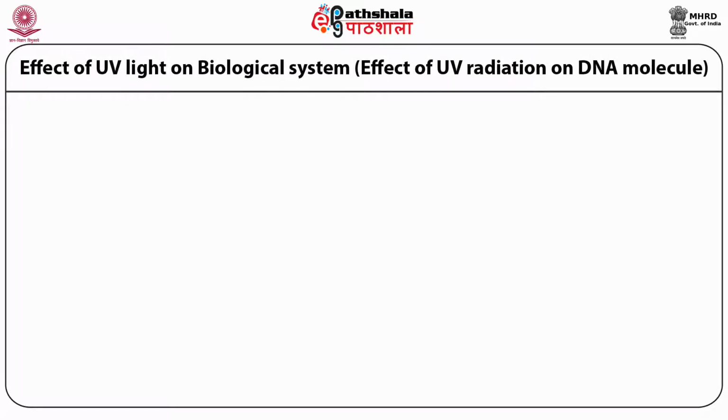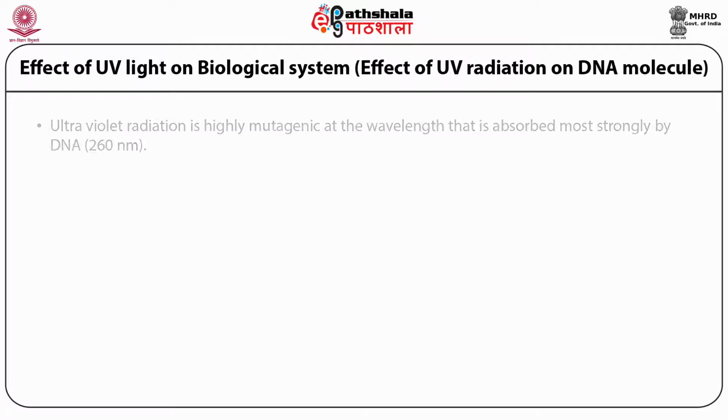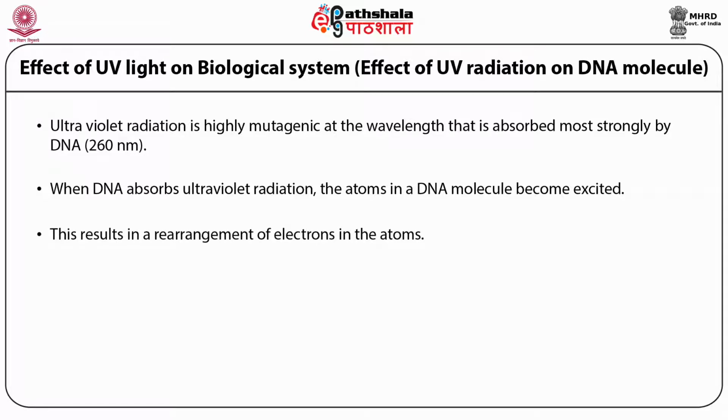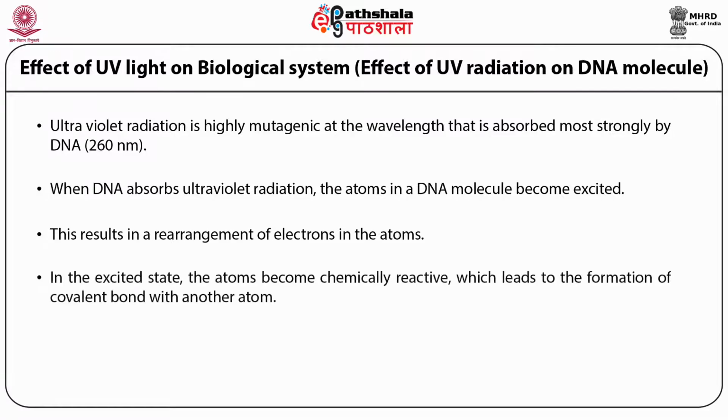What will be the effect of ultraviolet light on a biological system, or in fact on the DNA molecule? Ultraviolet radiation is highly mutagenic at the wavelength that is absorbed most strongly by DNA, that is, 260 nanometer. When DNA absorbs ultraviolet radiation, the atoms in the DNA molecule become excited. This results in a rearrangement of electrons in the atoms. In the excited state, the atoms become chemically reactive, which leads to the formation of a covalent bond with another atom.